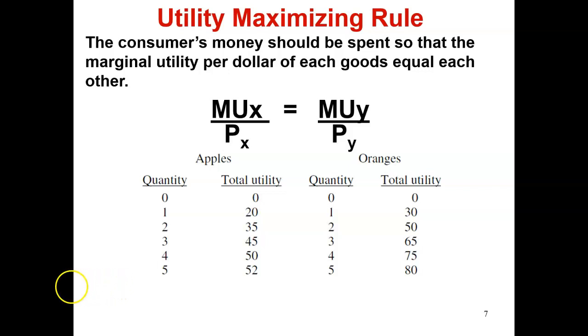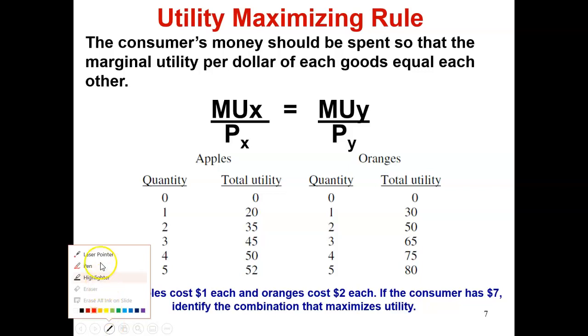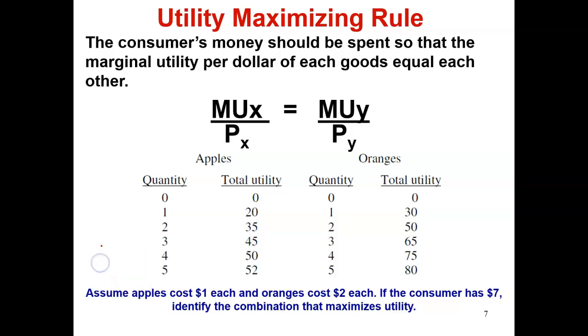This is a very typical problem because we're given a scenario here. Apples are going to cost $1, okay? And I'm going to see if I can get the little pen to work here. Let's see if I can get the little pen, okay? And I'll see if I can make this make sense a little bit. This is going to cost $1.